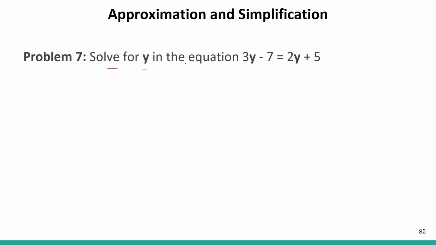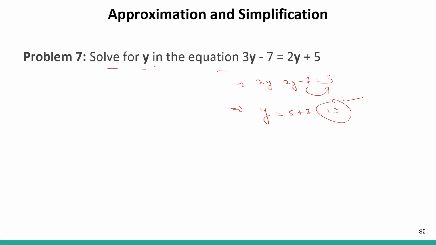Solve for y in the equation 3y minus 7 is equal to 2y plus 5. What we can do is take y on the left hand side. So 3y minus 2y minus 7 is equal to 5. This implies that let's take this 7 to the right hand side. So 3y minus 2y is y. It will be equal to 5 plus 7, that will be equal to 13, right? So 13 will be the correct answer for this.